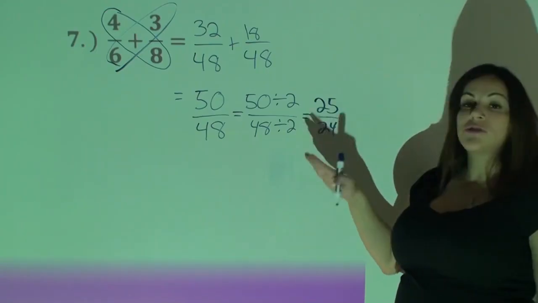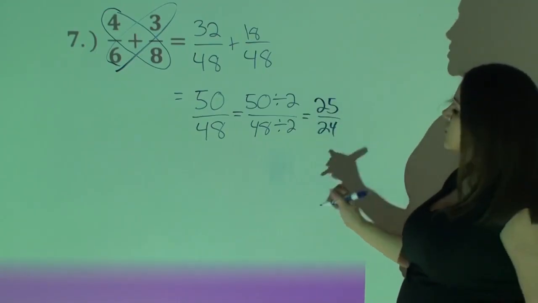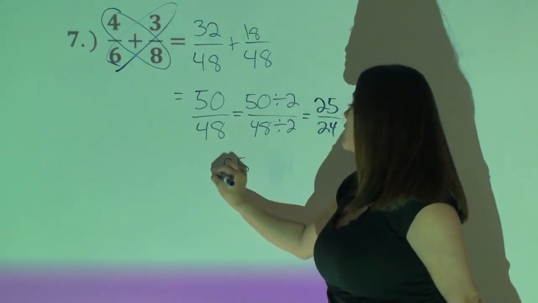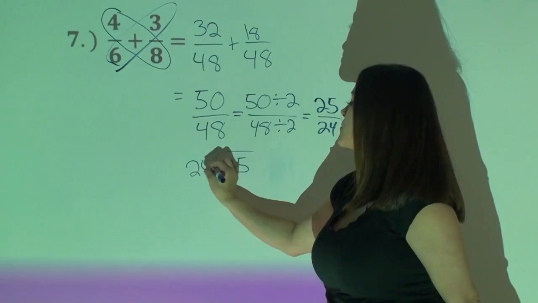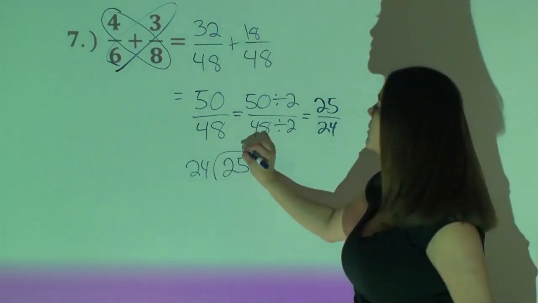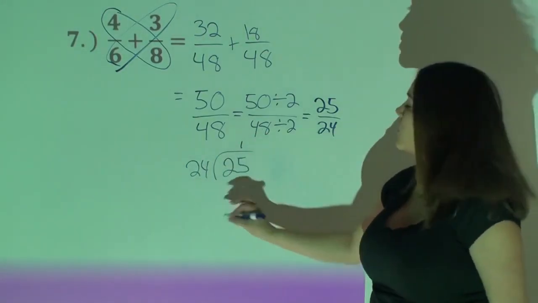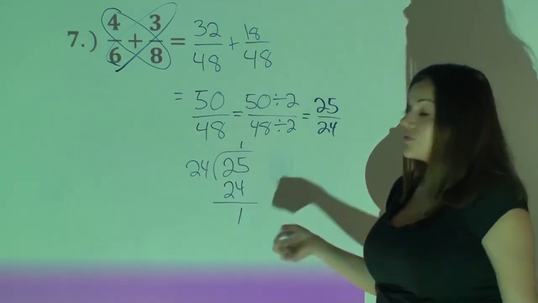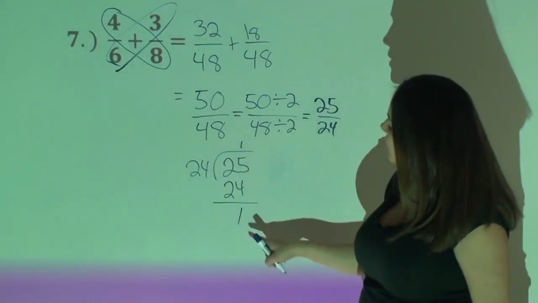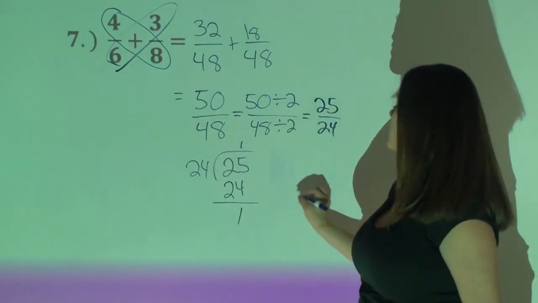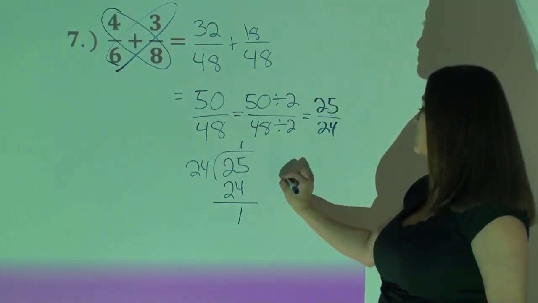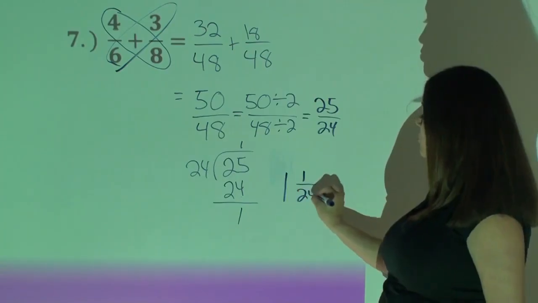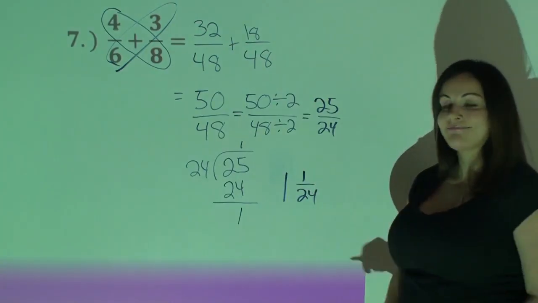It's reduced, but it's still in improper form. So we're going to have to use long division. So we're going to take 25 divided by 24. And it goes in one time here. 1 times 24 is 24. And then we subtract, we're left with a remainder of 1. So we're going to put that 1 over 24. I'm going to write it over here so we have some room, but we're going to have 1 and 1/24 is our final answer.